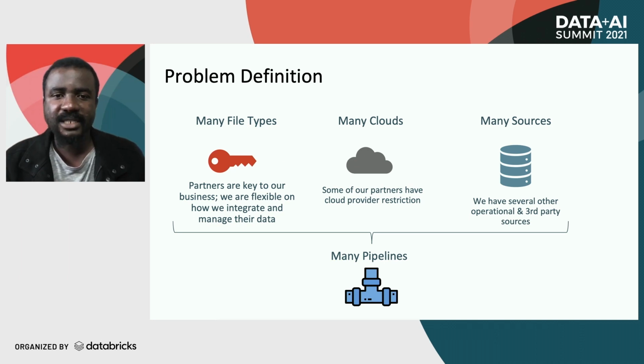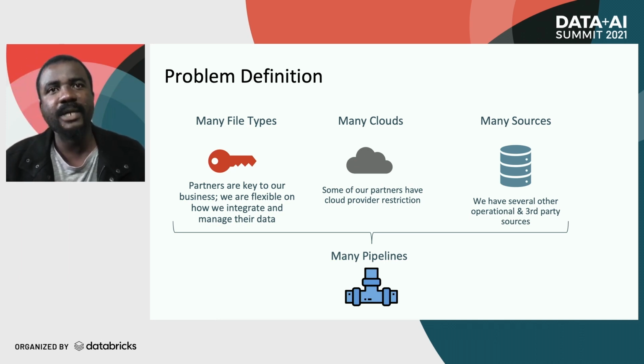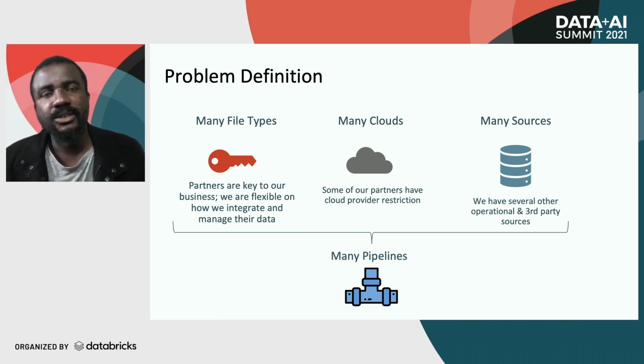Some of our partners have cloud provider restrictions. A partner might not want to work with a specific cloud provider. So in that case, we try not to use any of that cloud provider's services within the ETL pipeline for that partner. This means we have to be able to use any data lake during our intermediate data processing steps.